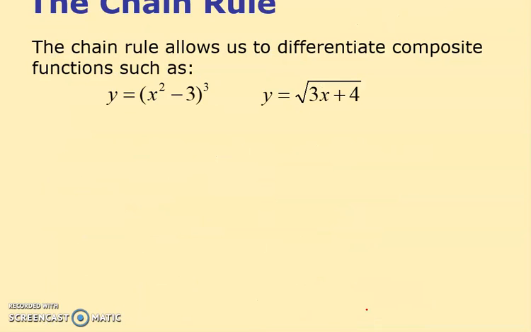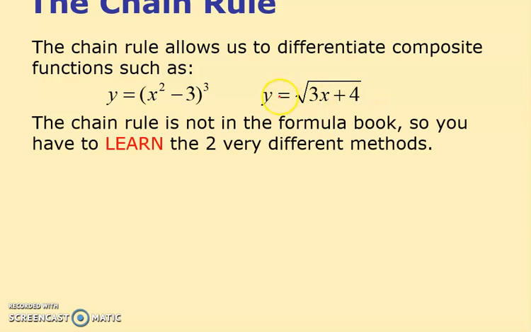The chain rule allows us to differentiate composite functions such as these. Now a composite function is a function of a function. So this is a cubic function, but it just happens to have something in the middle of it. So this is like y equals x cubed, but instead of x cubed, I've got x squared minus 3, cubed. Here I've got a square root function, but the function is the square root of another function. So that's why we call them composite functions.